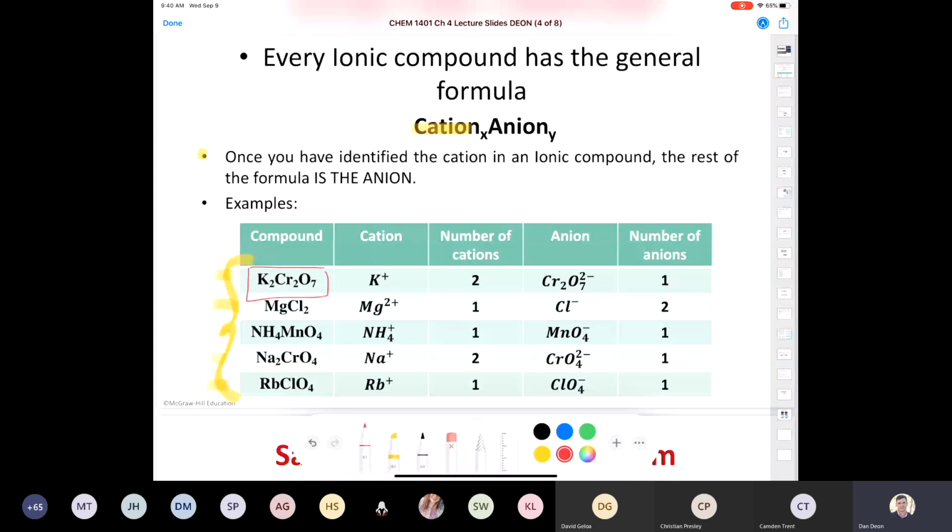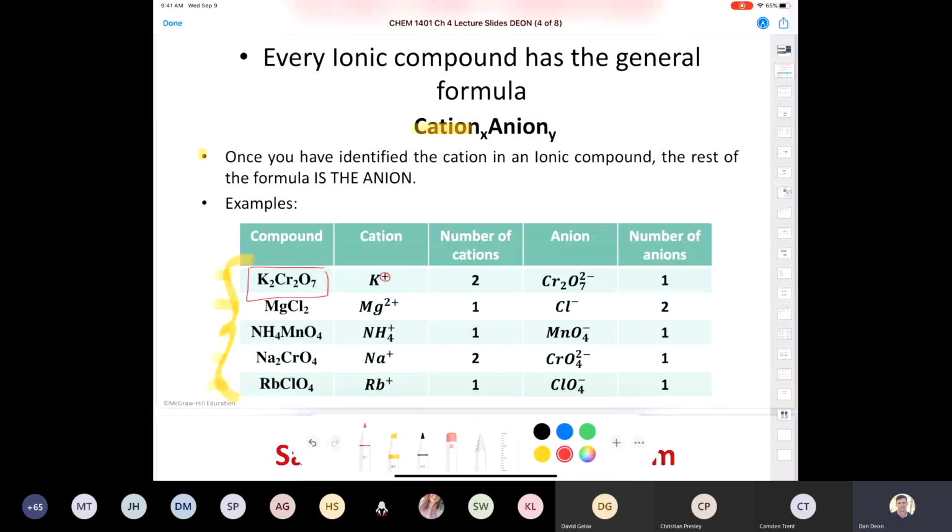Now, potassium is element number 19 in the periodic table. It is an alkali metal, is what we call that group. And all alkali metals, all metals in group 1A, they all have a charge of +1. And that's why we know it's K+. It's not K2+, not +3, it's not +4, it's K+, and it's always that charge.